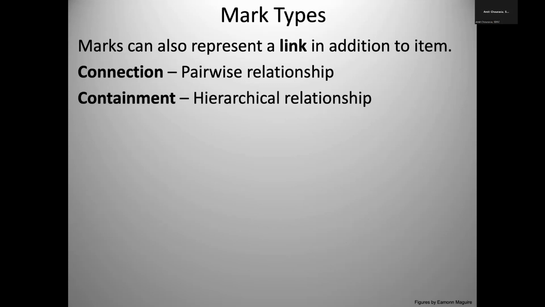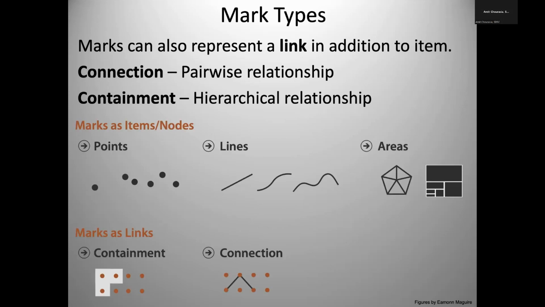Now the mark types can also represent, in addition to the item, a link, which shows a connection of something. But we can also use some sort of a containment to depict a link of sorts. So we can draw lines to show the connection, but we can also draw an area around some points to show that these things are related to each other.